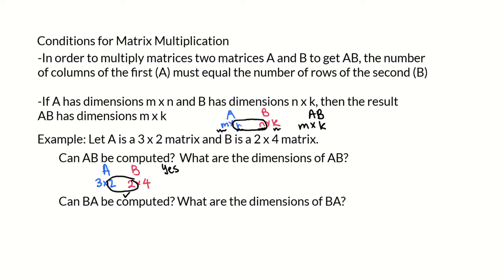So yes, AB can be computed. And then the dimensions of AB are the two leftover numbers, 3 by 4. So the dimensions of AB, this is just shorthand for writing that, are 3 by 4.